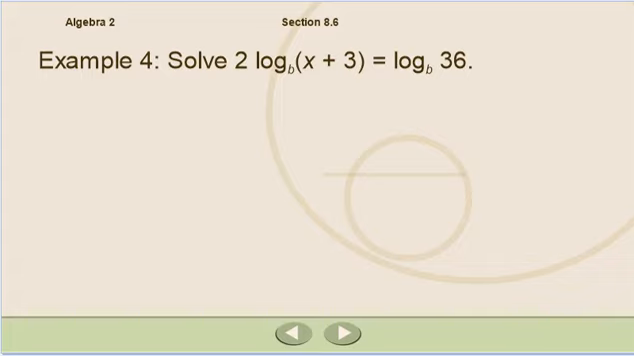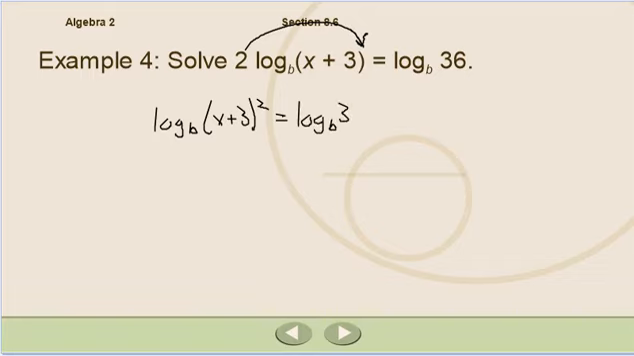We have this equation. Remember, if we have log base b of something equal to log base b of something else, those two things are equal to each other. The problem is we have this 2 out front. So what we actually do is we use the power property, and so we can write this as log base b of x plus 3 squared is equal to log base b of 36. And now we do have a logarithm equal to a logarithm, and so x plus 3 squared has to equal 36.